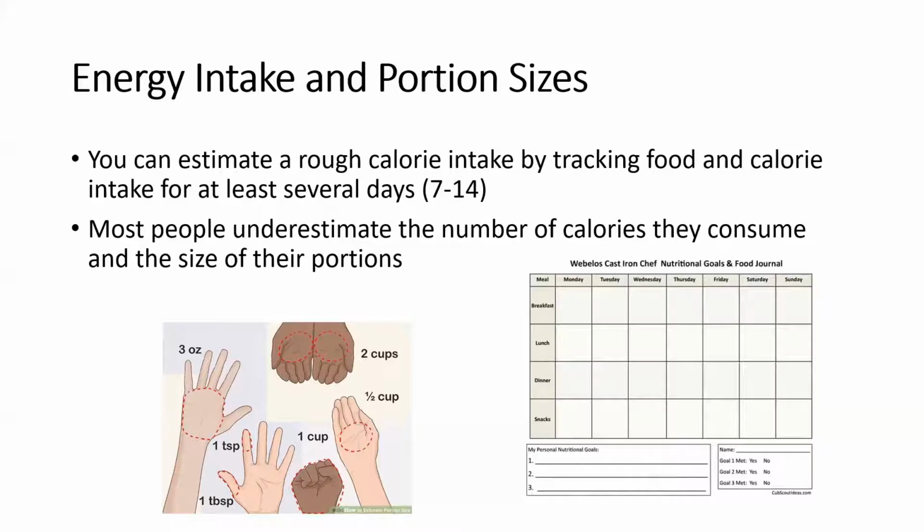2 cups is 2 open hands. 1 cup is 1 fist. Half a cup is just a cupped hand, rounded off. 1 teaspoon is about your index finger, and a tablespoon is about the size of your entire thumb. So teaspoon, your last digit on your index finger, tablespoon, your thumb. So you can use these as general references.